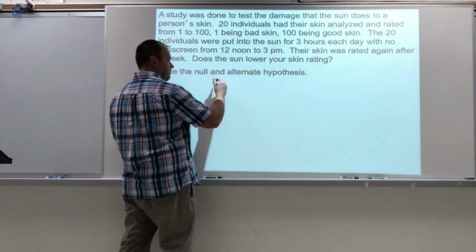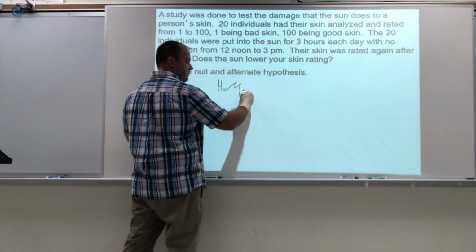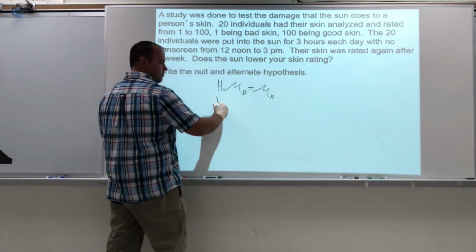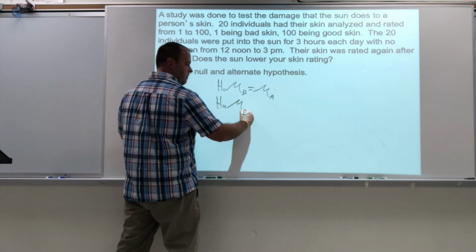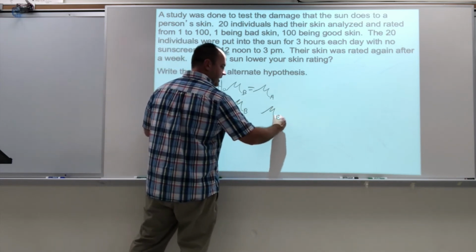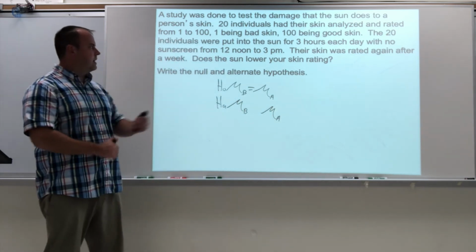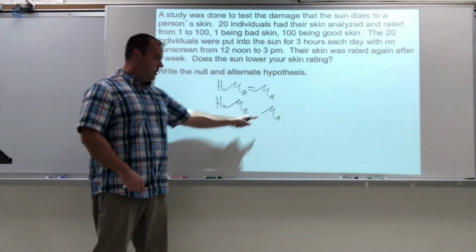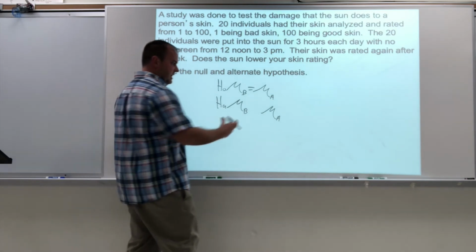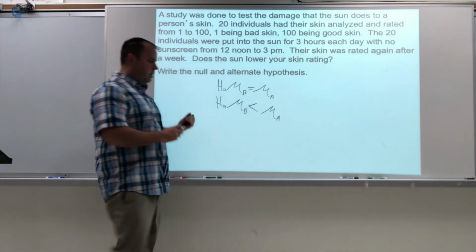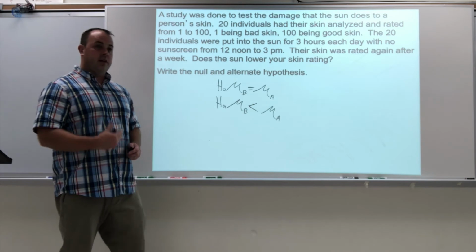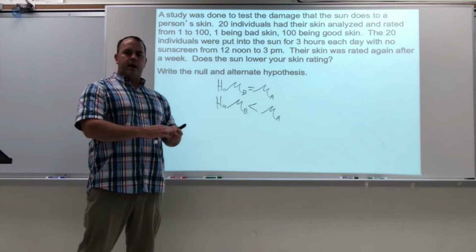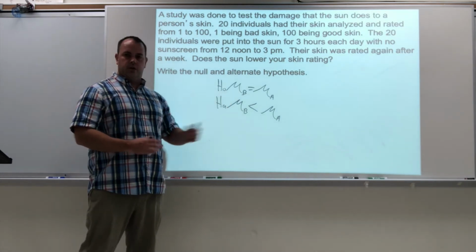So start off again. Null. I'm just going to do before equals after. Abbreviate a little bit, speed things up. Before and after, and now I'm just going to sit here and think, does the sun lower your skin rating? It's saying it's going down, so we know after is going to be less than before. So there's your null and alternative. Same as before. No matter if it was a proportion or an average, you always had to come up with your null and alternative first.